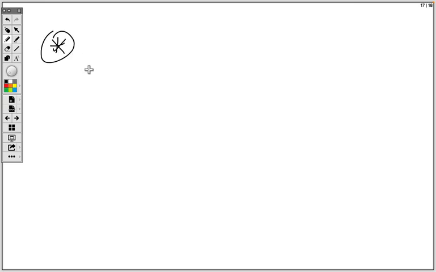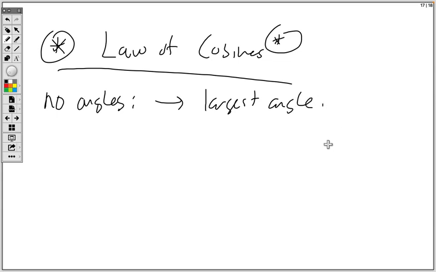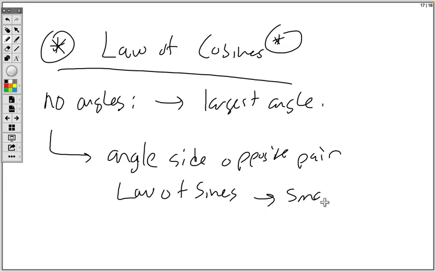So I guess to keep in mind here, if you start off with the law of cosines, if you have no angles, you want to go after the largest angle, because cosine will tell you if it's acute or obtuse. Right? Once you get down to an angle side opposite pair, you can use the law of sines to go after the smallest angle. Hopefully the logic makes sense.